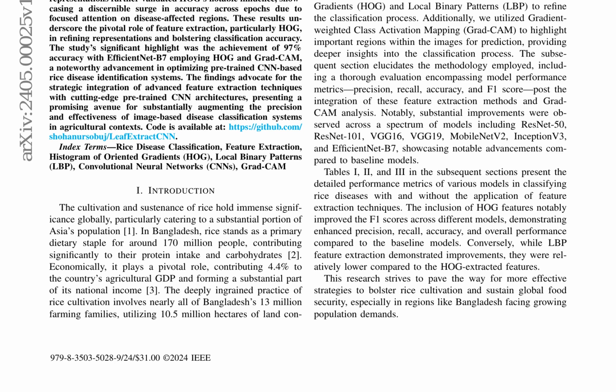Performance metrics, detailed in tables I, II, and III, showcase the impact of HOG and LBP feature extraction on rice disease classification. The inclusion of HOG features notably improved F1 scores across different models, enhancing precision, recall, accuracy, and overall performance compared to baseline models. While LBP feature extraction demonstrated improvements, they were relatively lower compared to HOG extracted features. This research aims to contribute to more effective strategies to bolster rice cultivation and sustain global food security, particularly in regions like Bangladesh facing growing population demands.